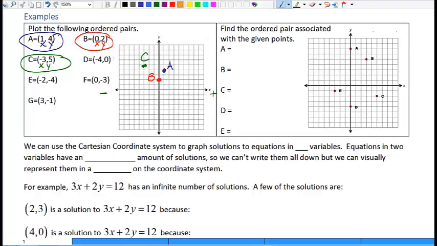And we'll do one more, and then I'll let you practice. So on the next one, (negative 4, 0) goes 1, 2, 3, 4 in the negative x direction, and up and down 0, so it stays right put on the x-axis. Alright, why don't you go ahead and pause the video and see if you can do the next 3 on your own.